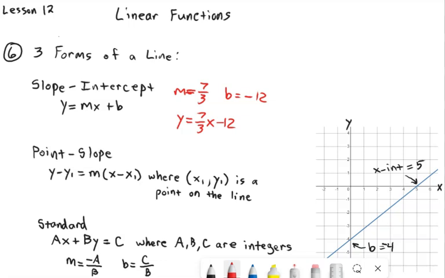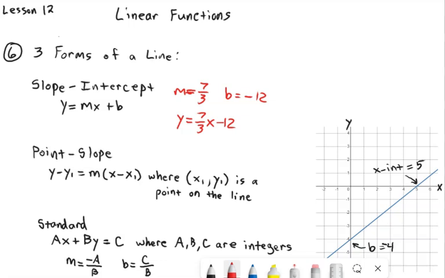You just plug the m in, and then you plug in the b, and if the b is negative, you change it to minus. You don't leave it as plus. You don't put plus negative 12. You just put minus 12. But the y stays as a y, and the x stays as an x.